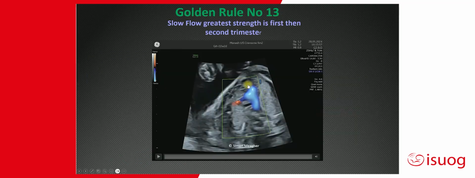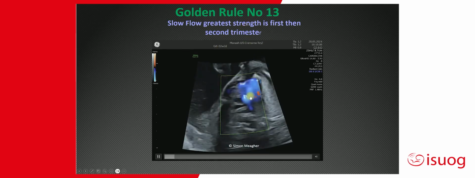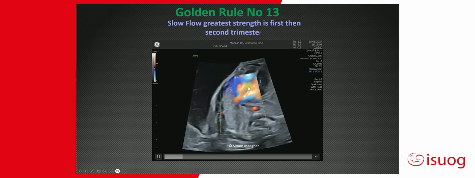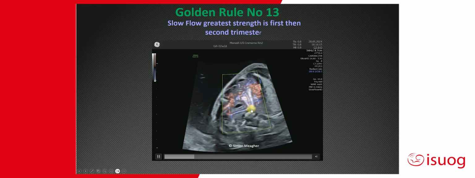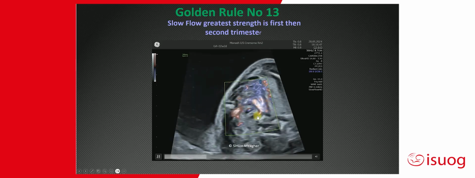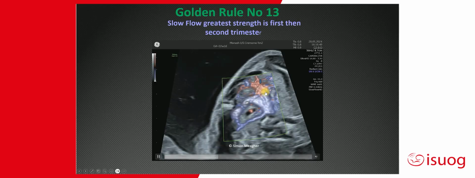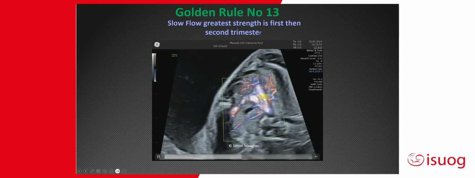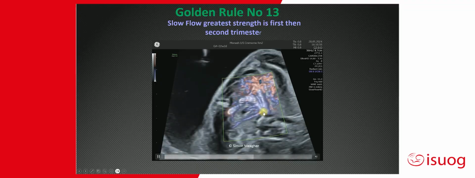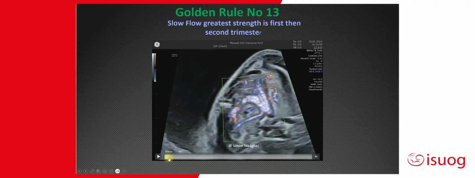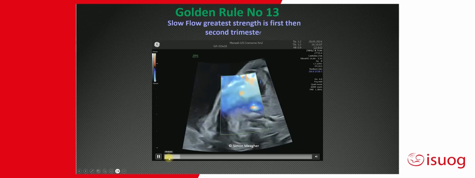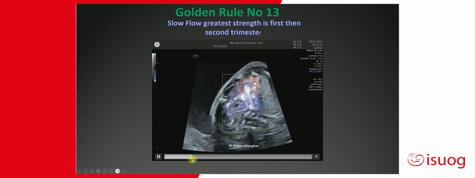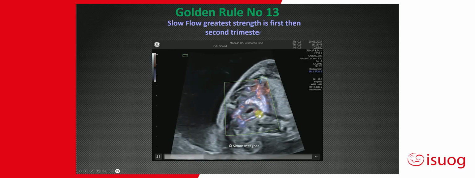Golden rule number 13. Slow flow has its greatest strength in the first trimester when compared to the second trimester. But in the second trimester, I made the point that if you turn on slow flow, you can demonstrate tiny vessels that you cannot see with either power or color Doppler. And if you are getting a picture like this, consider turning down your balance if you're getting a lot of flash artifact. But this shows much more clearly than color Doppler or power Doppler. I can almost see it on 2D, but it's not showing up. As soon as I press one button, it becomes visible.